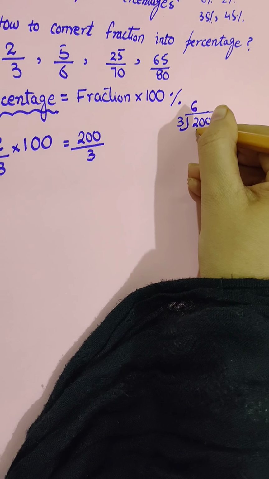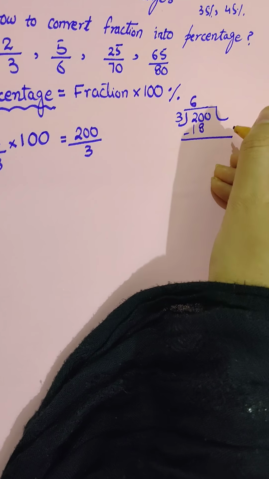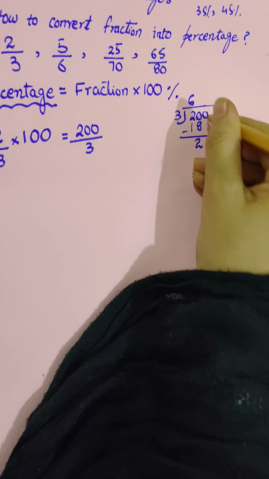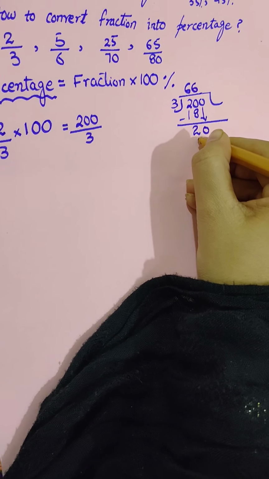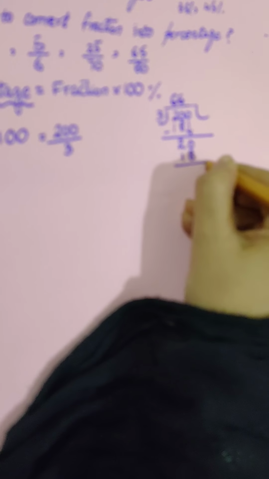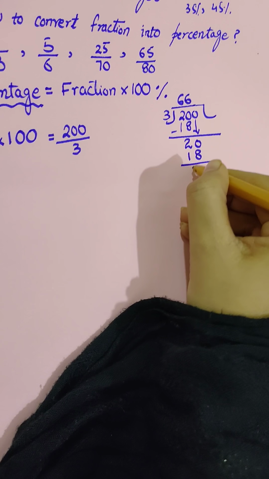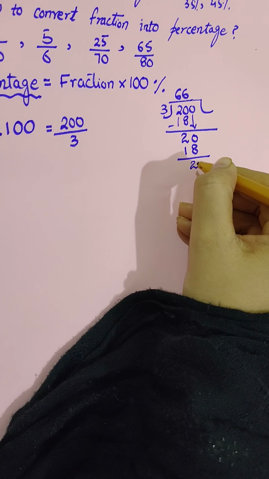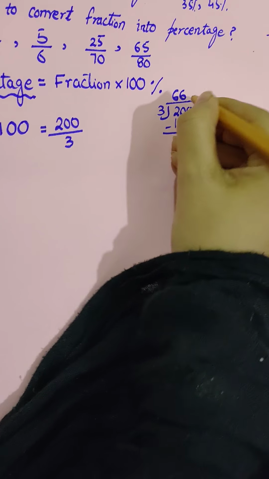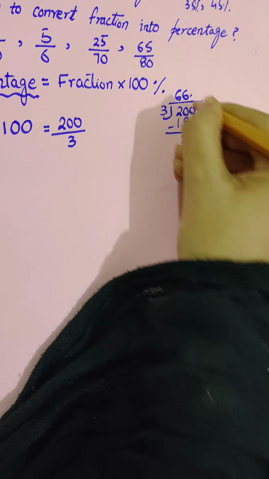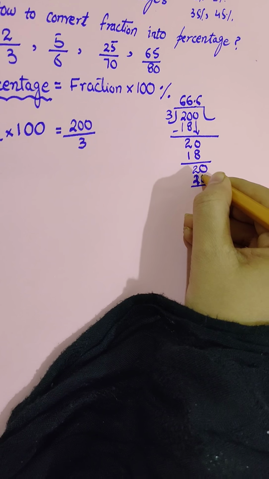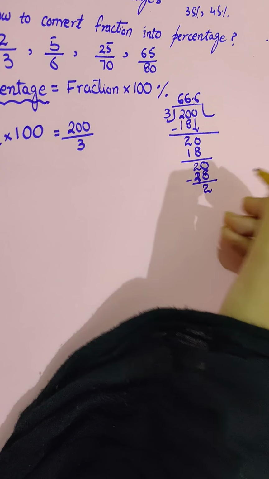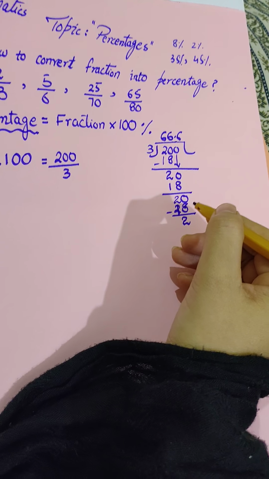3 by 6 is 18. 20 minus 18 is what? 2. Copy down your 0 here. Again you have 20. Again you will get 6 and 18. It's a very simple way of division. So 20 minus 18 is 2. Again take your point and put 0. It becomes 20 again. Again you will get 20 minus 18, and you will get remainder 2 again, and it will go on further and further because it's a non-terminating division.